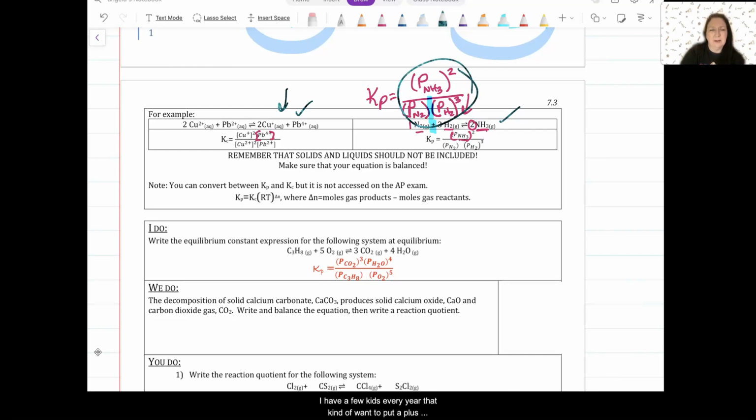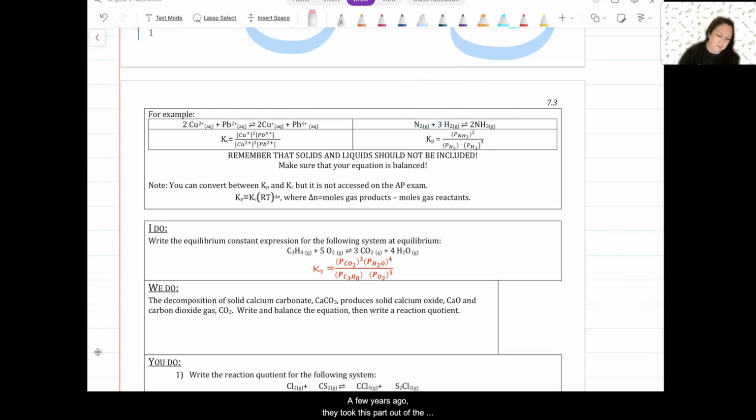I have a few kids every year that want to put a plus sign in there because they see a plus sign in the equation and they just want to stick it in there. No. And your math will be all wrong, so don't do that. Now, really quick right here in your notes, a few years ago they took this part out of the AP exam. So it's here. Just be aware that basically Kp and Kc are not necessarily always equal to each other. There is a scenario where they are equal to each other, but that's not important anymore. But they're not one for one.